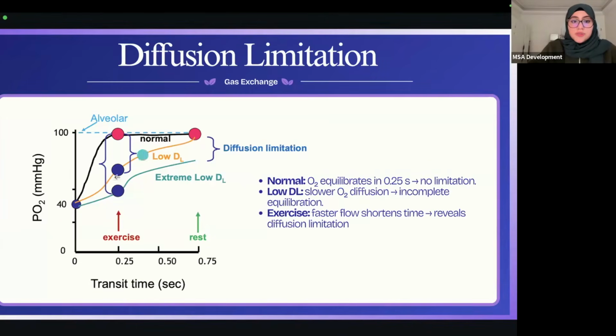So your diffusion limitation when it comes to exercising, your blood is running past your alveoli faster, and so it's not uptaking any kind of oxygen correctly. And on top of that, it has a difficulty diffusing the oxygen correctly. And so there's a humongous diffusion limitation over here in comparison to rest, which is still bad, but not as bad as when you're exercising and also have some sort of diffusion problem.